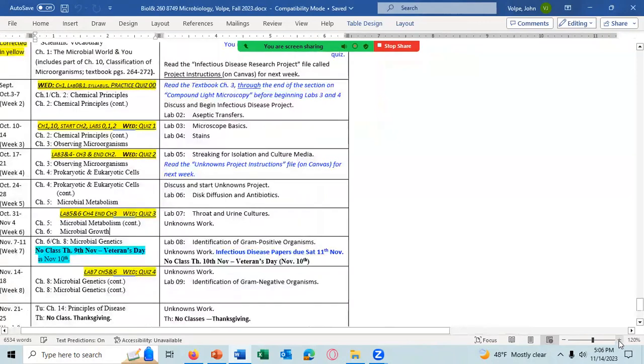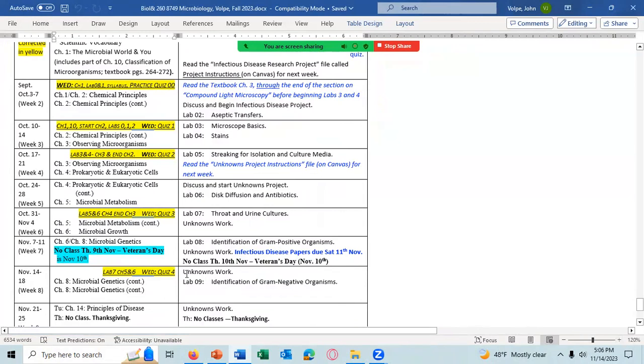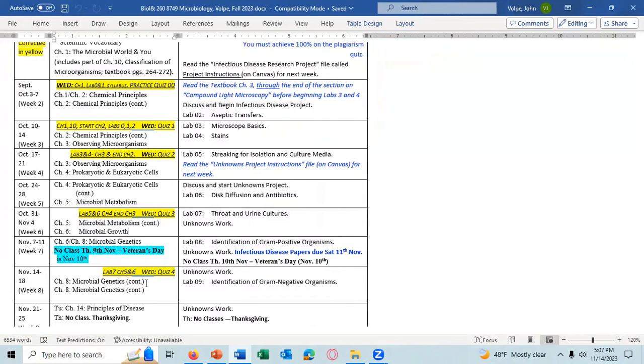So today is November 14th, and we should be already in chapter 8, but we're just going to be starting chapter 8. Let me warn you that there's a quiz this week on Wednesday. There will be quiz 4. It'll cover lab 7 and chapters 5 and 6 of the lecture. Any question about any of that? Nope. Okay.